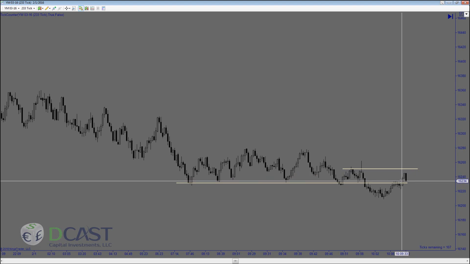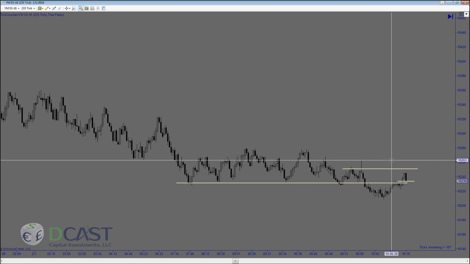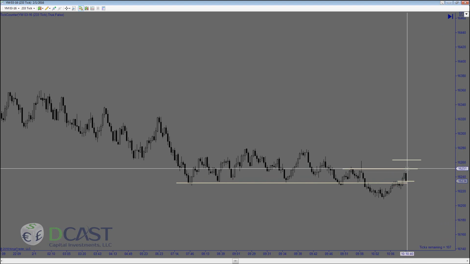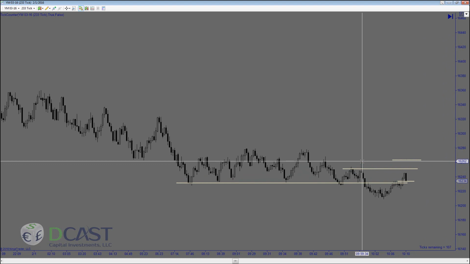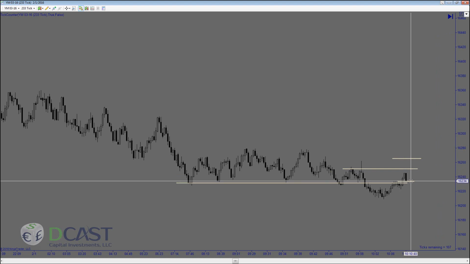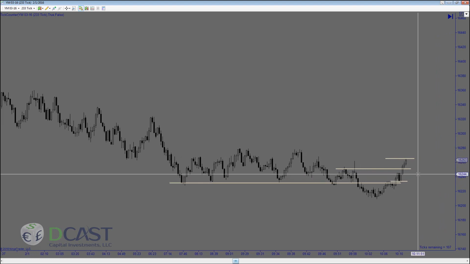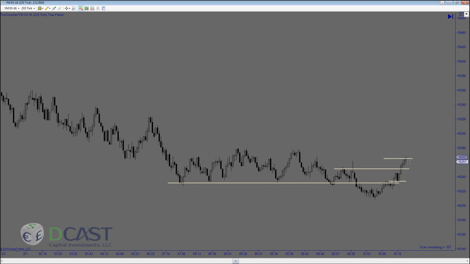So if I got short here with the expectation of a new structure low, my stop would have to be above this area. Now I have structure here, but I do have this tail I need to be a little bit concerned about, so I want to be slightly above that. And my expectation is what? A new structure low. So in this particular situation, it's fine. I got taken out, no big deal.